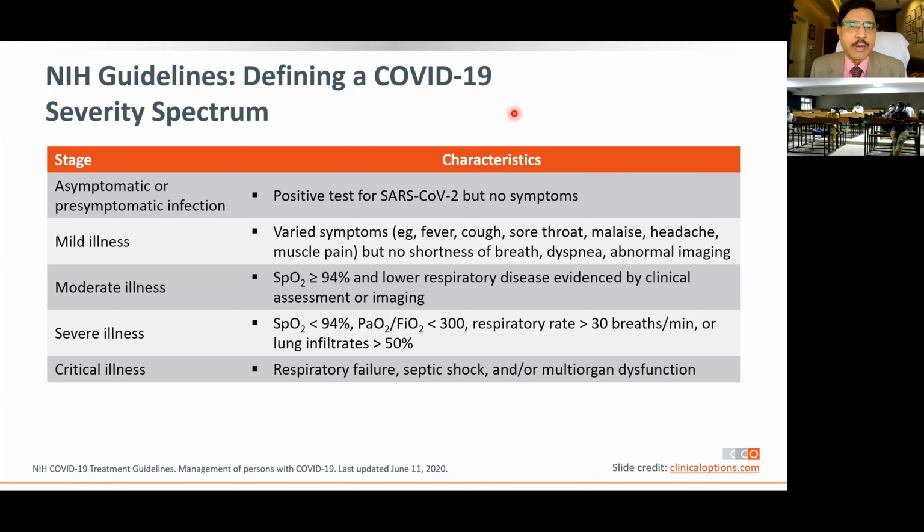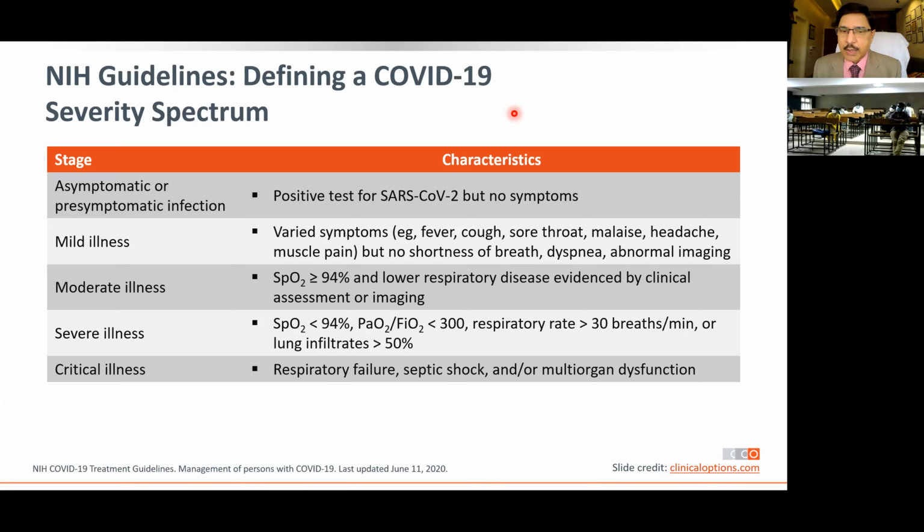What is asymptomatic illness? Positive for the test, but no symptoms. These are the ones who usually recover. They don't get into complications. Milder illness: varied symptoms, no shortness of breath or dyspnea, no desaturation. Moderate is SpO2 more than 94, lower respiratory disease evidenced by clinical assessment or CT. Severe: SpO2 is coming down, and PaO2 by FiO2 is less than 300, and the respiratory rate is 30 or more, lung infiltrates are more than 50%. This is called severe illness.